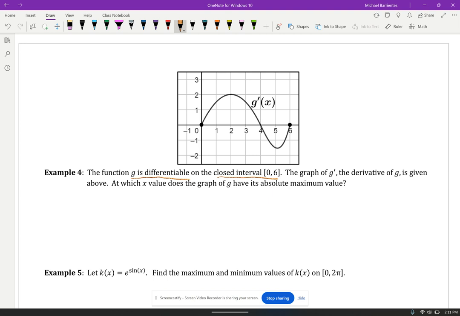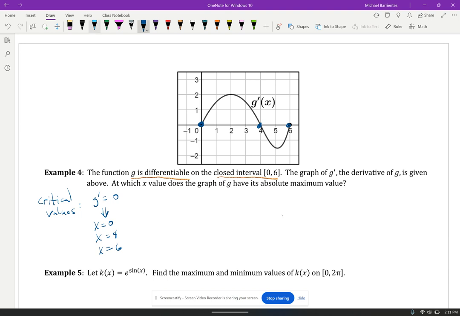Can you find the critical values? The critical values are going to occur wherever the derivative, wherever g prime is equal to 0. Well, this is the graph of g prime, so it's going to occur here and here and here. So that happens at x equals 0, x equals 4, and x equals 6, which includes the endpoints, right?